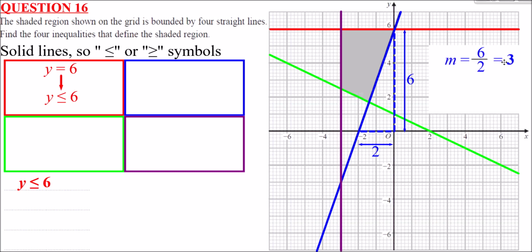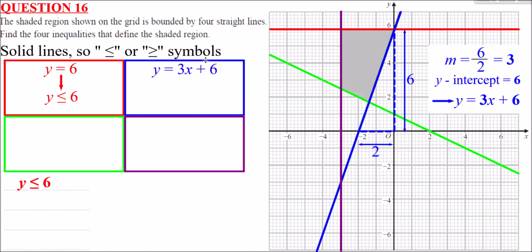The other ingredient we need for working out the equation of a straight line is the y-axis intercept. We can see clearly it crosses where y is 6. So the y-axis intercept is 6. Putting these 2 pieces together, remember y equals mx plus c, the equation of this blue line would simply be y equals 3x plus 6. So we can add this in here.